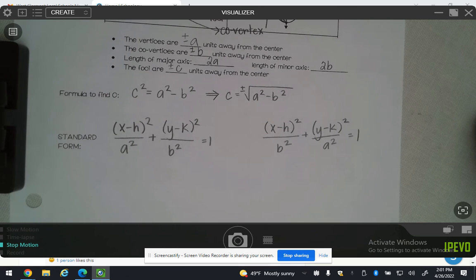Okay? What do you notice about these two equations? Well, A and B are switched because A has to be the major. If A is the major, it's underneath the X, which means it's pulling this way. If A is under the Y, it means it's pulling that way. There's something else you have to know: which way is it stretching? You'll have to know.